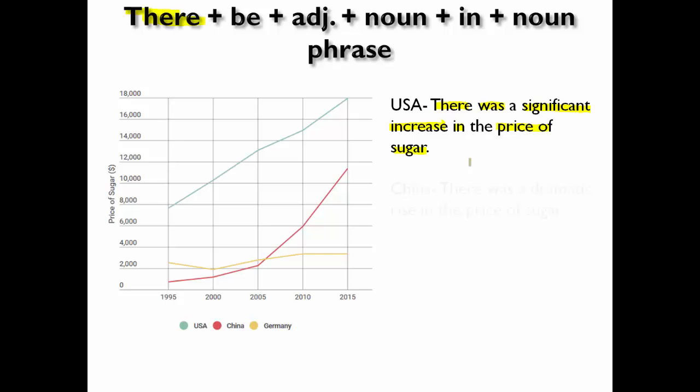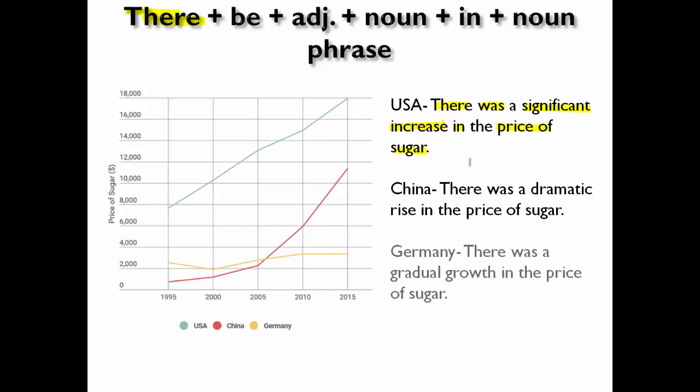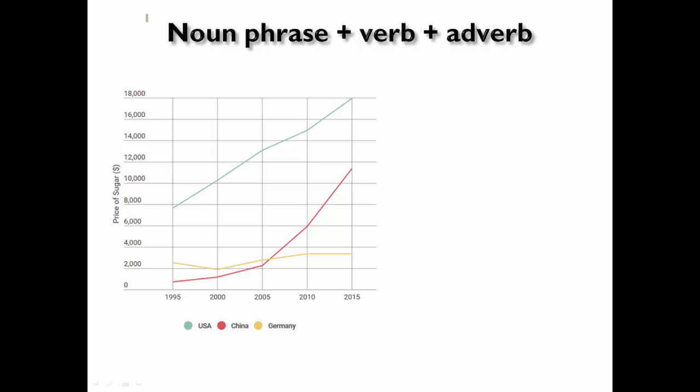Very simple. For China, there was a dramatic rise in the price of sugar. And Germany, there was a gradual growth in the price of sugar. So you'll notice there be adjective plus noun plus in plus noun phrase. Very easy, simple way to describe a general trend. And you can do this for line graphs, for bar charts, whatever has a general trend over time. Let's look at the other way that you could do it.